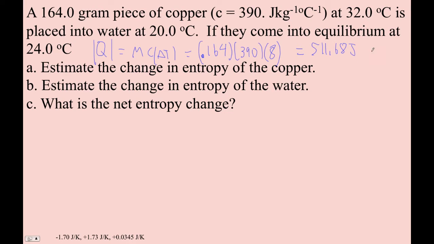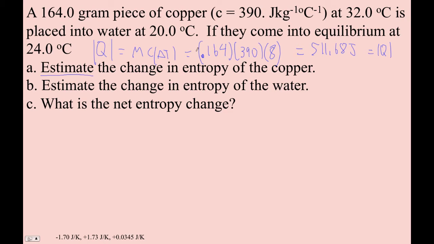That's our Q, right? That's the heat that flows. Now for the water, that's going to be a positive, and for the copper, it'll be negative because the copper loses the heat. But now the next thing we want to do is figure out the average temperature of these things, because we are estimating.